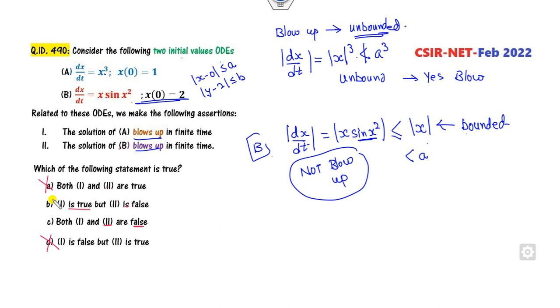Both are false, that's a wrong answer. Right answer is there. That means this is blow up. Yes, this is blow up. False. So first is correct, second is false. That's the second answer. This is the simple shortcut way you can solve.